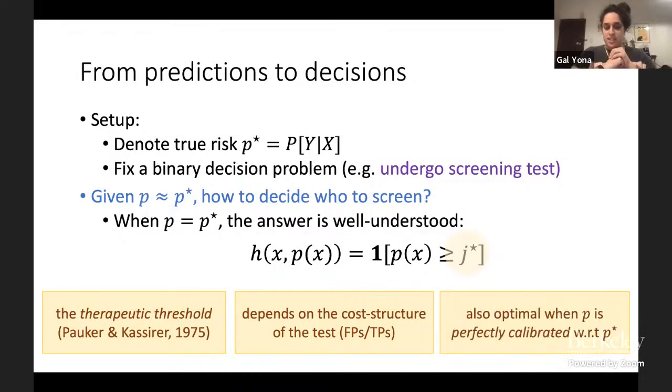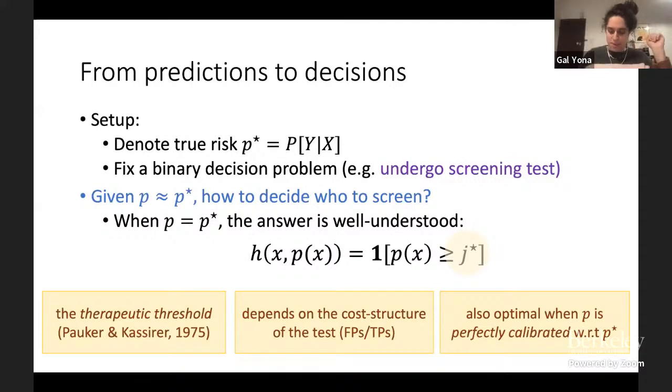And finally, and this is actually an important remark, I stated this result as being true when P is exactly P star, but it's actually also true, in that J star is the optimal threshold to use, when P is perfectly calibrated with respect to P star. I don't have a formal definition here, but think of it as: if the data distribution is such that P star is the true conditional risk, then P has a calibration error of exactly 0 with respect to this data distribution.